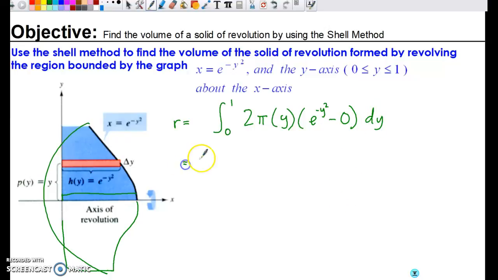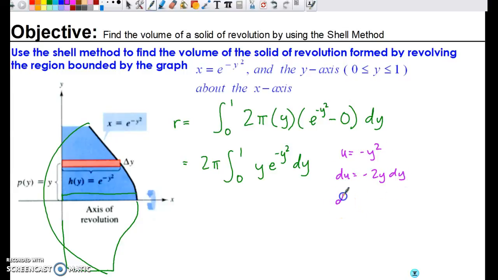I can pull the 2 pi out in the front. From 0 to 1, it's going to be y times e to the negative y squared dy, like that. Now, again, since we haven't done integration for a while, we're going to go through the u substitution on this one. u is going to be negative y squared. That's going to make du equal to negative 2y dy, which again, if I'm using a substitution method of integration, I'm going to take du divided by negative 2y, and I'm just going to plug in what I know.